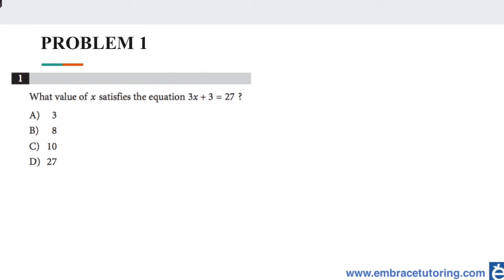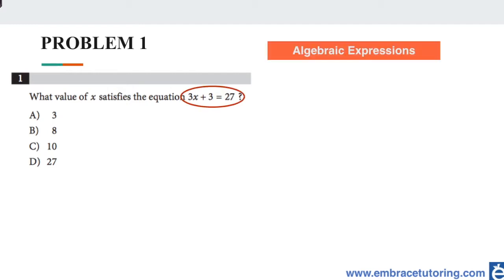Problem 1 says, what value of x satisfies the equation 3x + 3 = 27? Now, hopefully you can quickly understand that this is just a basic algebraic expression, and what I want to do is solve and simplify for x. So I'm going to line up 3x + 3 = 27. I'm then going to subtract 3 from both sides in order to get 3x = 24. I'm then going to divide both sides by 3 in order to isolate and solve for x. So I get 3x over 3 equals 24 over 3, which will then give me x = 8. So x = 8 is going to be my best answer, making B the answer to number 1.